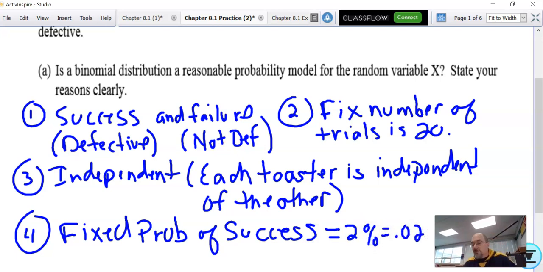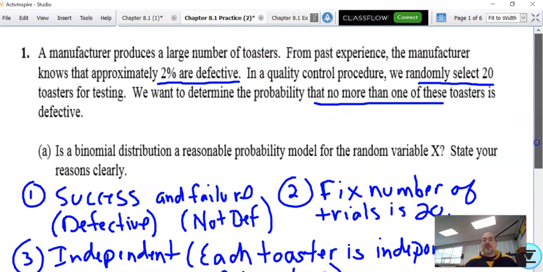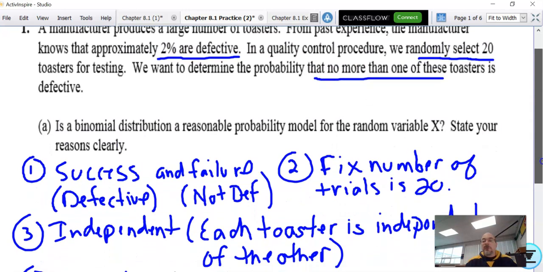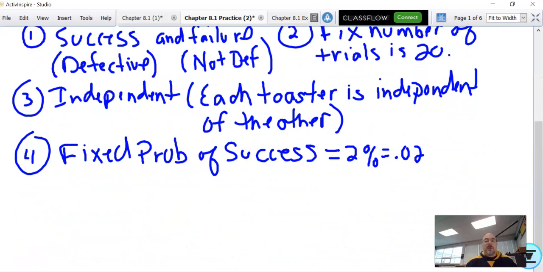So that means there would be a fixed number for failure, right? 0.98 would be the failure. But you don't have to write about the failure for that one. You can just say for success. So yes, this is a binomial. This is a binomial probability distribution. All right, let's go to the next question.